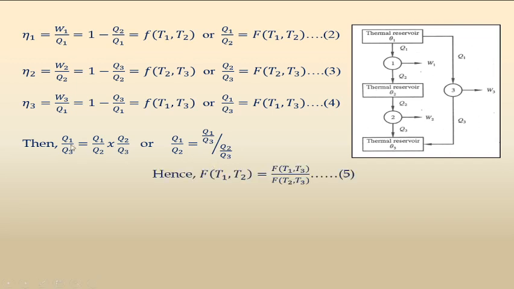Now if we replace the corresponding heat ratios with their heat functions, Q1 by Q3, Q2 by Q3, Q1 by Q2, we have functions here. I am going to write them down. Q1 by Q2 is nothing but F of T1 T2, and Q1 by Q3 is F of T1 T3, and Q2 by Q3 is F of T2 T3. So we have another equation, but these are functions actually, they are not just numerical values.